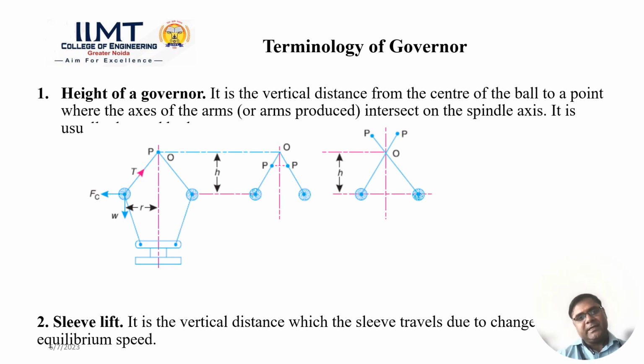Sometimes these upper arms do not intersect on the spindle axis, so you can extend both upper arms until they meet on the spindle axis, and the height of the governor is measured in this way. Next, sleeve lift. Sleeve lift is basically the vertical distance the sleeve travels due to a change of equilibrium speed.